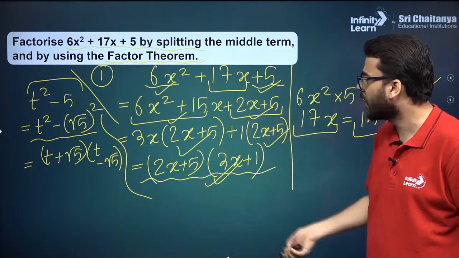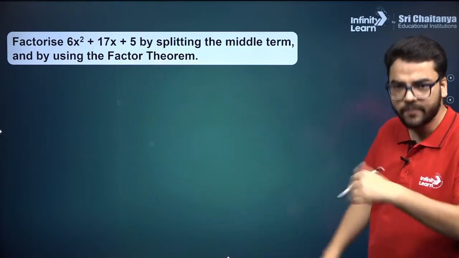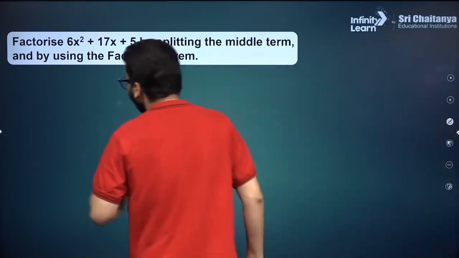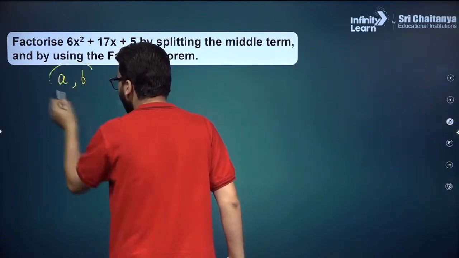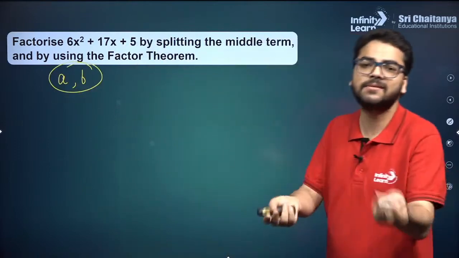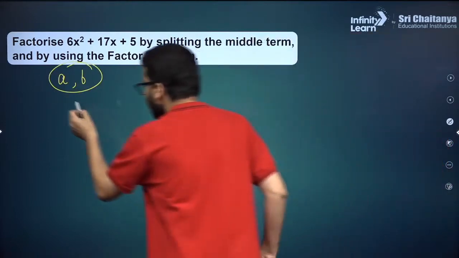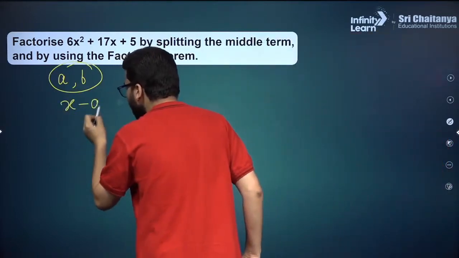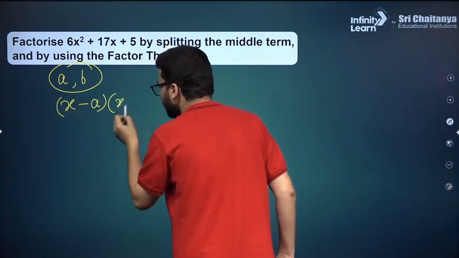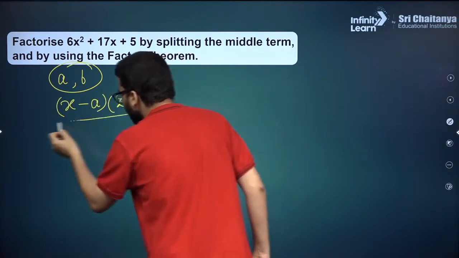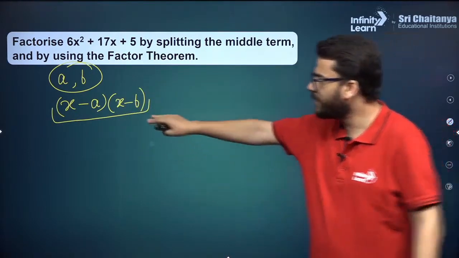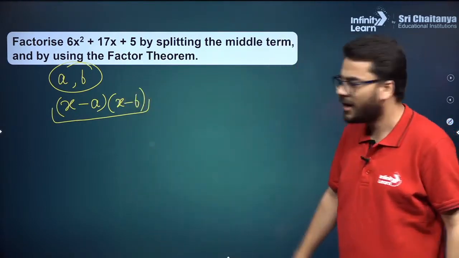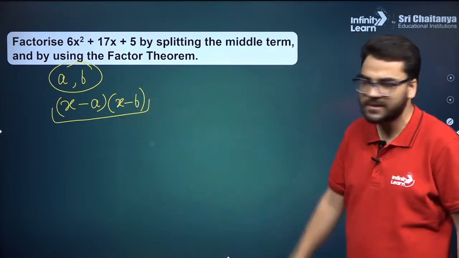So, factor theorem. You have got this same question over here, right? Suppose a and b are the zeros of a polynomial. Can I not write that polynomial like this, x minus a, x minus b? Can I write that polynomial like this, guys? Using the factor theorem, if a and b are the zeros of a polynomial, we can write that polynomial like this, x minus a, x minus b.